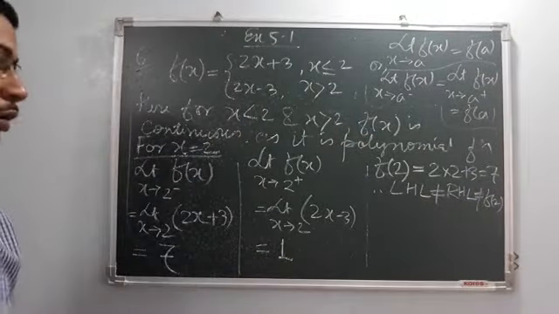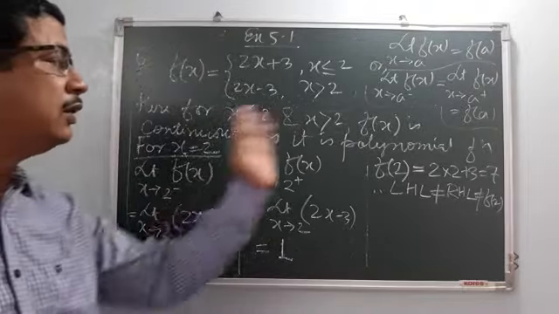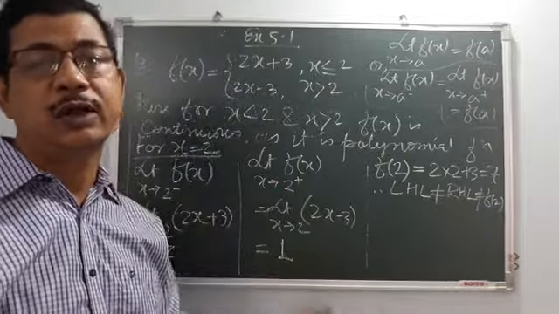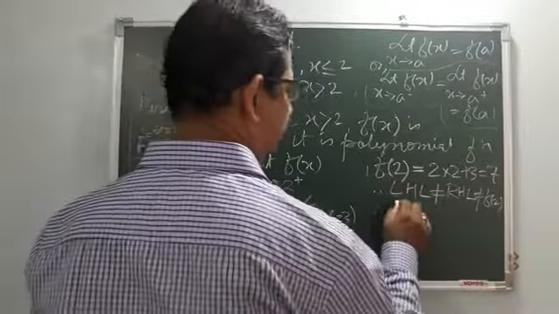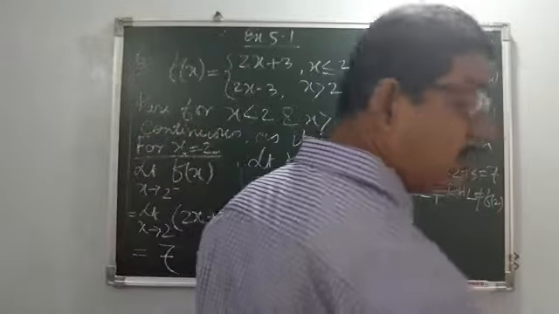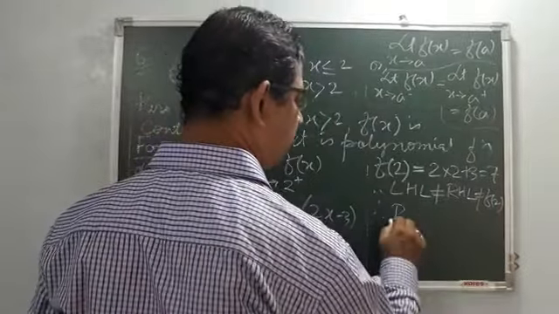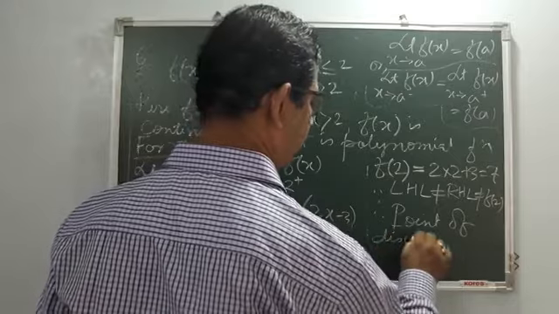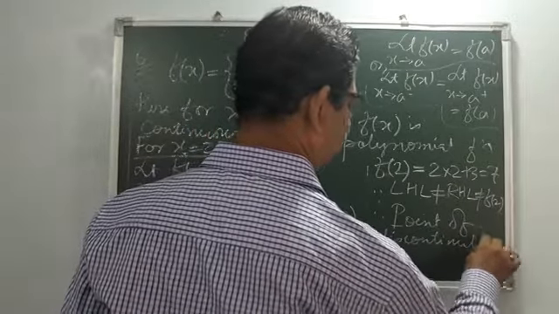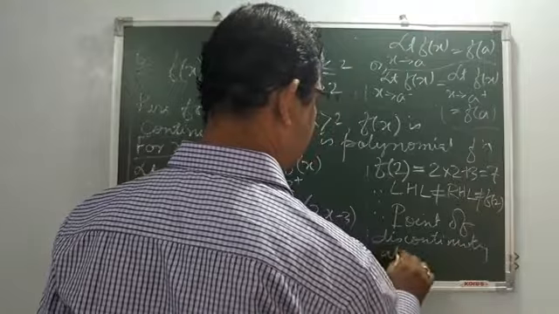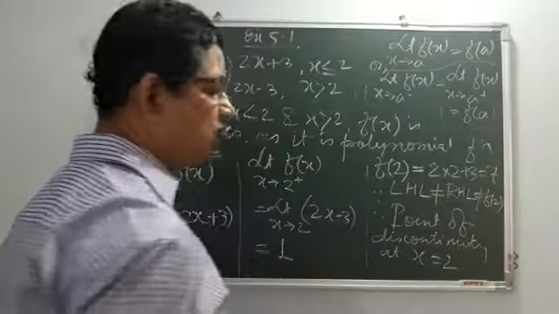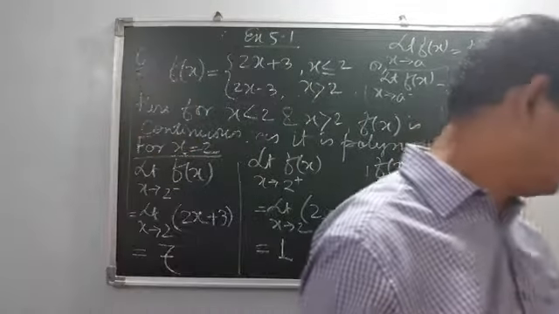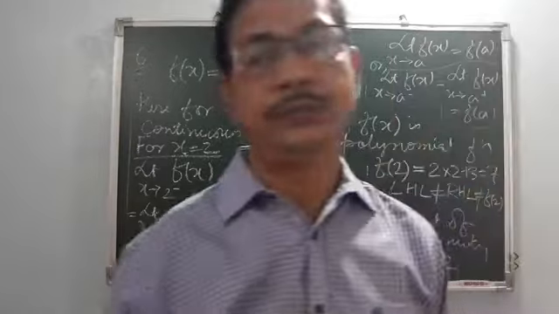All are not equal. Though we are getting that LHL and f(2) are equal, still as RHL is not equal, we cannot say it is continuous. Therefore, they have asked to find the point of discontinuity. Therefore, the point of discontinuity is at x equal to 2. So at x equal to 2, our f(x) is discontinuous. So this is the answer of question number 2.